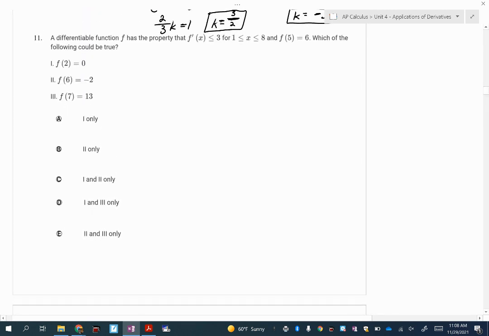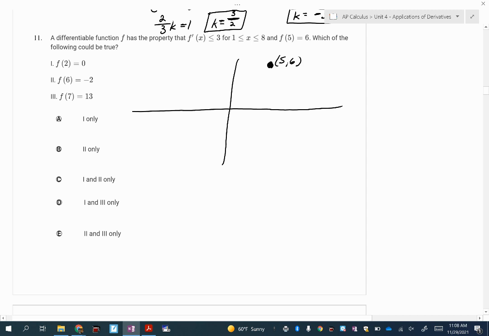We have a function that has the property of the derivative of that function is less than or equal to 3 for the values for x that are between 1 and 8. It tells us that f of 5 is 6. Which of the following could be true? So here's how I did this. Just drew a quick sketch here. F of 5 is 6. So like there. So that's 5, 6.